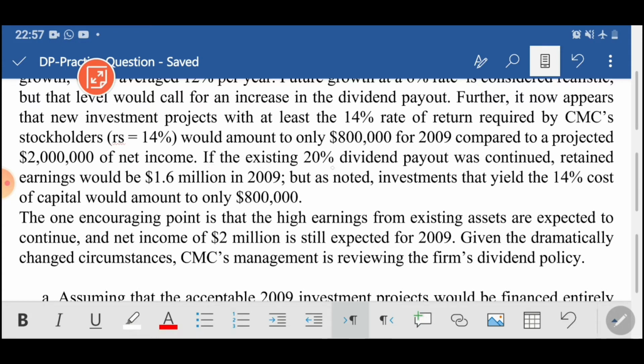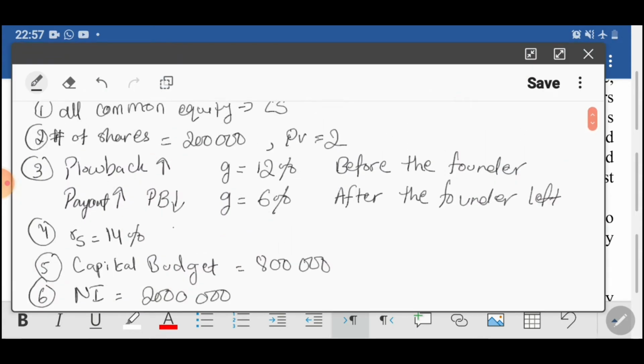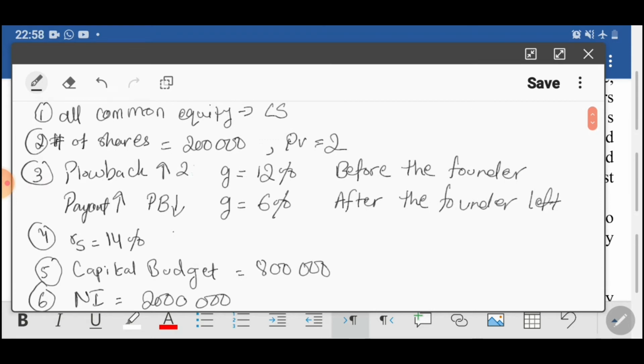Okay, so if the existing 20% dividend payout was continued, retained earnings would be 1.6 million in 2009. But as noted, the investments that yield the 14% cost of capital would amount to only 800,000. The existing dividend payout of the business is 20%. So let's go back. Existing means the current payout is 20%. In the future they are thinking of increasing the payout. Okay, so this is payout. Sorry, I had written it with flow back, so it might be misleading. I'll erase this. Basically the payout here is currently 20% and the flow back is more over here, more is being reinvested. And in the future they are thinking of increasing this payout ratio. So it is going to increase from 20%.